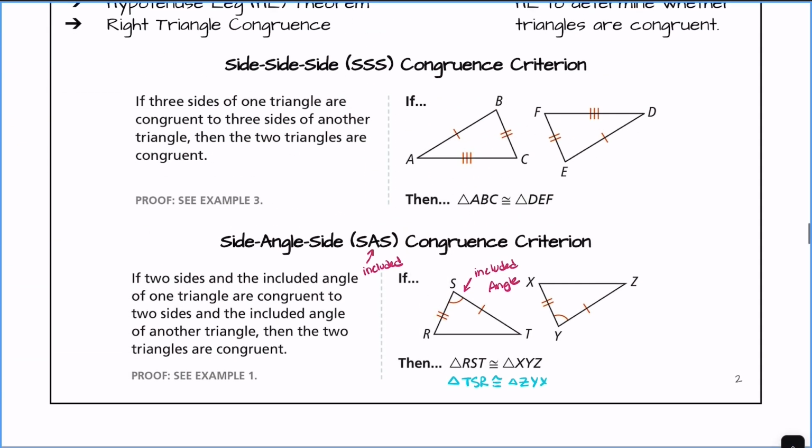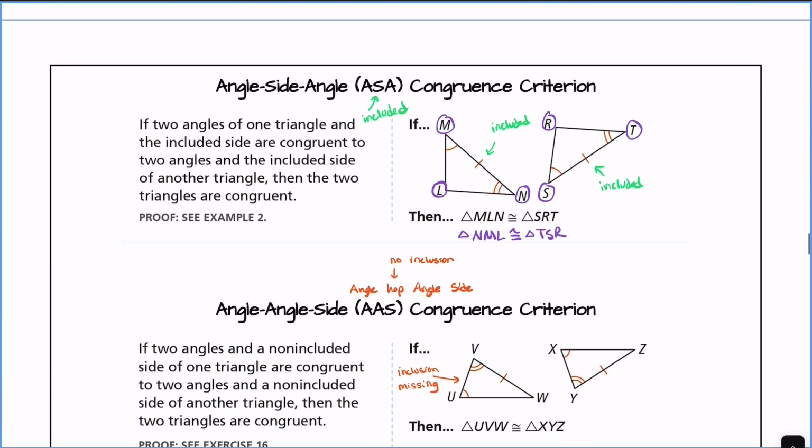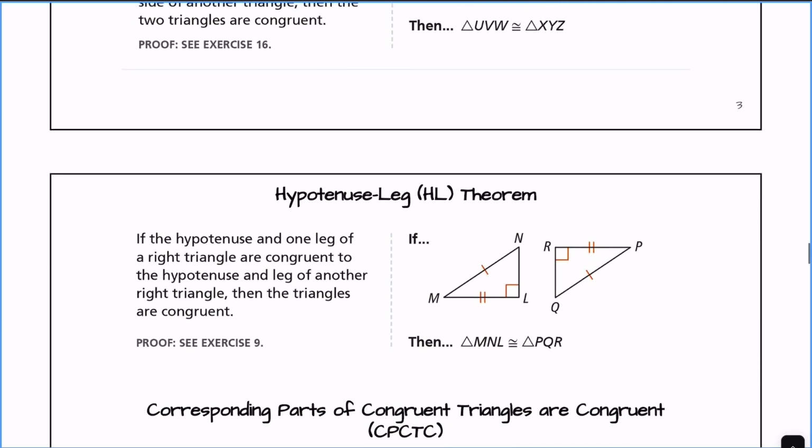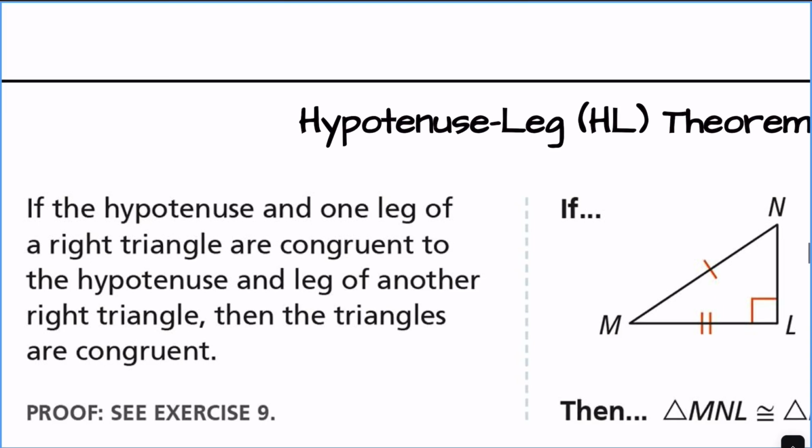And that was, let's see, we did side, side, side, side, angle, side, angle, side, angle, angle, angle, side. And then when we talked about SSA, we said we can't do SSA. SSA doesn't work because it has what we call an ambiguous case. But SSA can work as long as I have a hypotenuse, a leg, and a right angle. We have a hypotenuse, a leg, and a right angle.